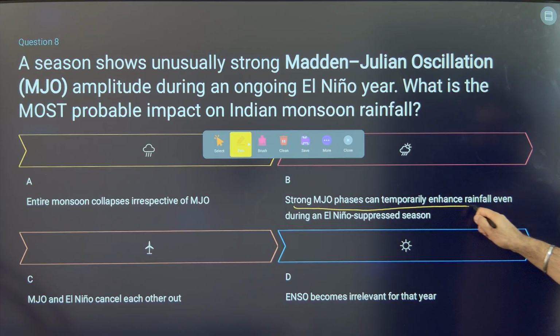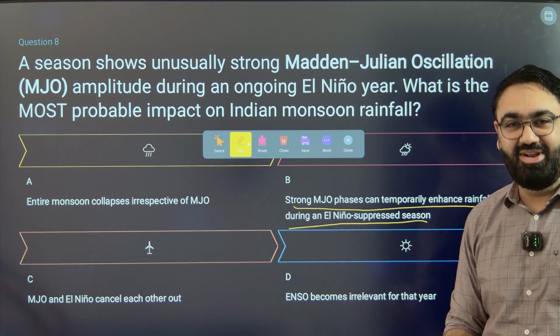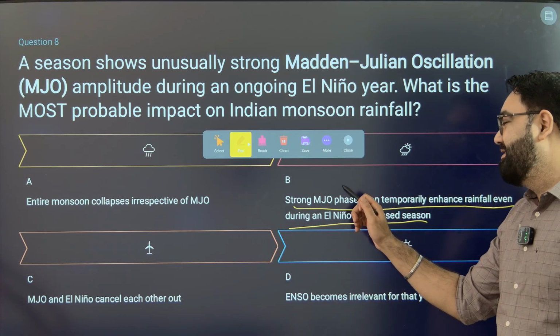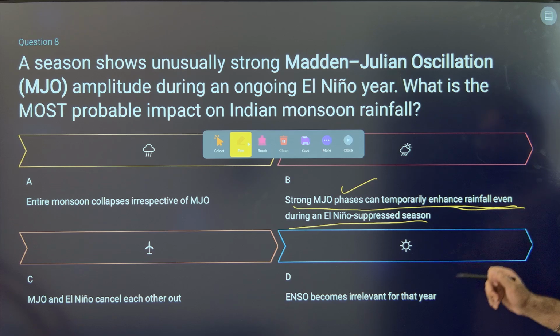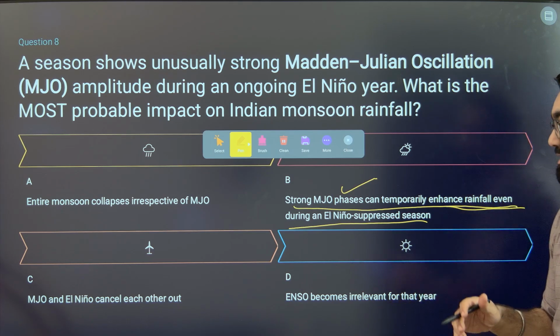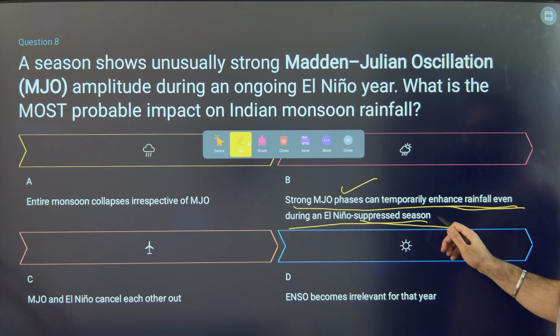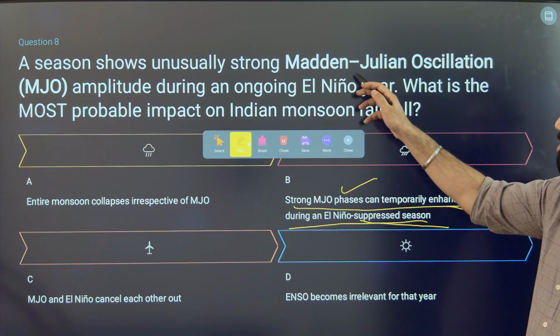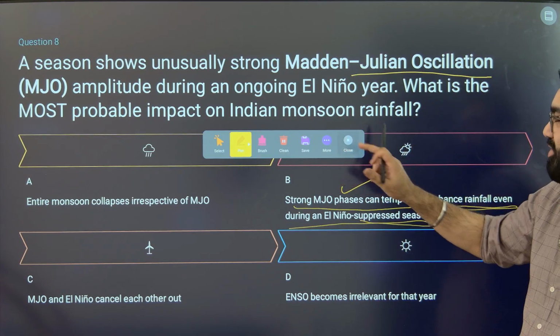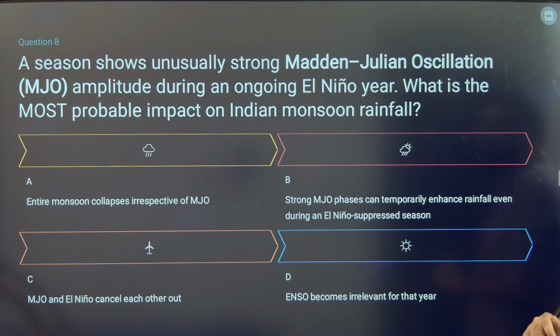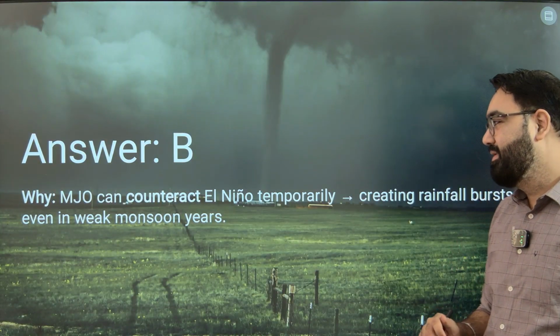As I said, I'm trying to include some static questions as well here for your revision. This can actually bring rainfall even to those areas where rainfall was suppressed because of El Nino. This is the impact of strong Madden-Julian oscillation that you should have read in your geography. The answer here is B.